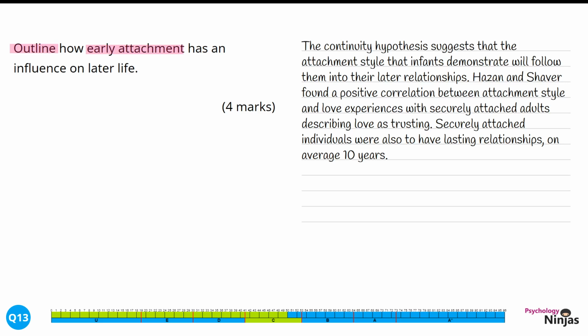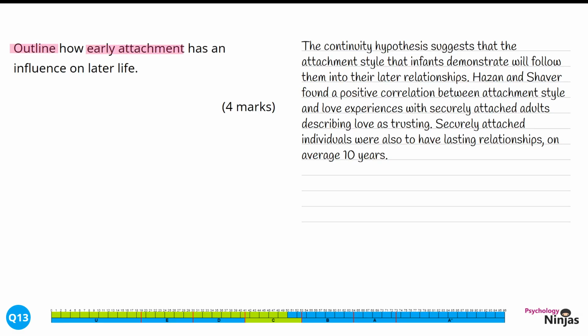Hazan and Shaver found a positive correlation between attachment style and love experiences, with securely attached adults describing love as trusting. Securely attached individuals were also likely to have lasting relationships, on average 10 years.